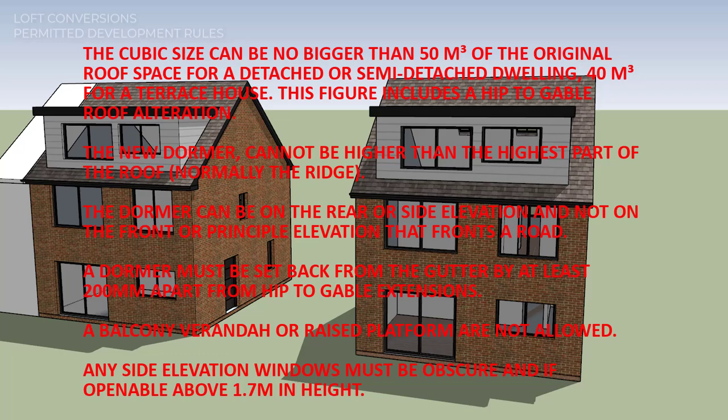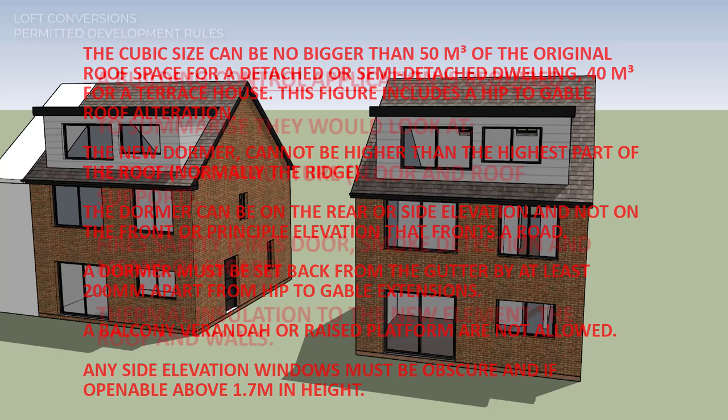The dormer can be on the rear or the side elevation and not on the front or principal elevation that fronts a road. The dormer must be set back from the gutters at least 200 mm, apart from a hip to gable extension. A balcony, a veranda or a raised platform are not allowed, and any side elevation windows must be obscured and, if openable, 1.7 meters above the finished floor level height.